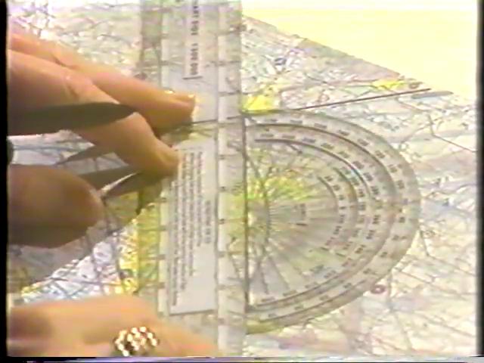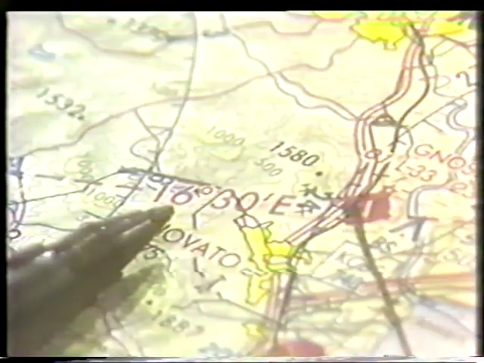This position fix permits us to plot a revised course to Livermore. So we draw it from the point of our VOR fix, determine our true course of 138 degrees, find the nearest isogonic line, 16 degrees 30 minutes, round it out to 16 degrees, easterly variation, which is subtracted from the true course, and we find our new magnetic course of 122 degrees, which we'll fly to Livermore.